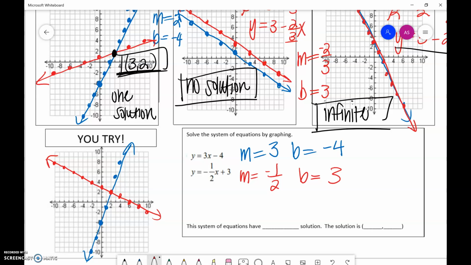And that's our graph. So we see that it has one solution because we have that one intersection point, and it's crossing at 2 and 2. Okay, so when I write out my answer, I'll say this system of equations has one solution, and the solution is (2, 2).